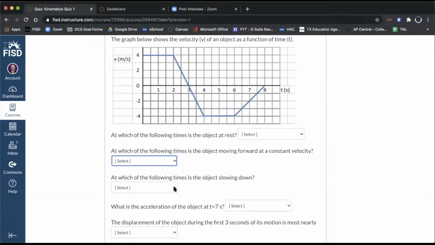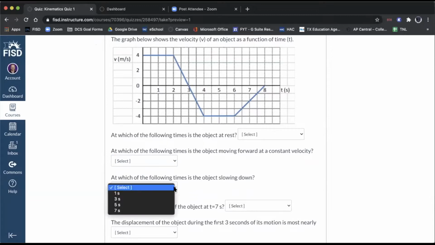What time points? 2 to 3 seconds, 6 to 8 seconds. Yep, from 2 to 3, it's slowing down from 4 meters per second to 0. And from 6 to 8, it's going from -4 to 0. Let's see what options we have. 1, now we said 1 was constant velocity. 3, it's at a stop. 5, and it's at a constant velocity.